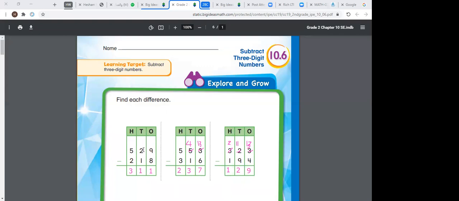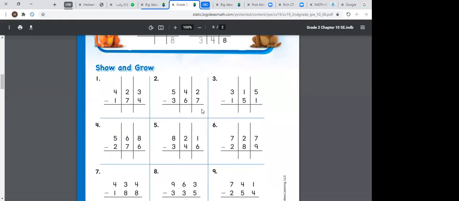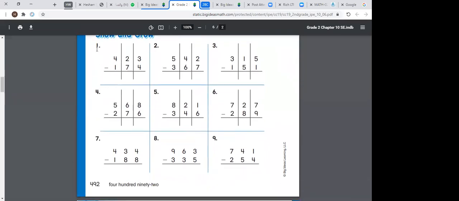In the first equation, we don't regroup. In the second one, we regroup 1 time. But in the third one, we regroup 2 times. Now, grade 2, let's move to the next page to answer the next equation. Please, all of you, put your fingers in question number 1. Let's answer this question. 423 minus 174.